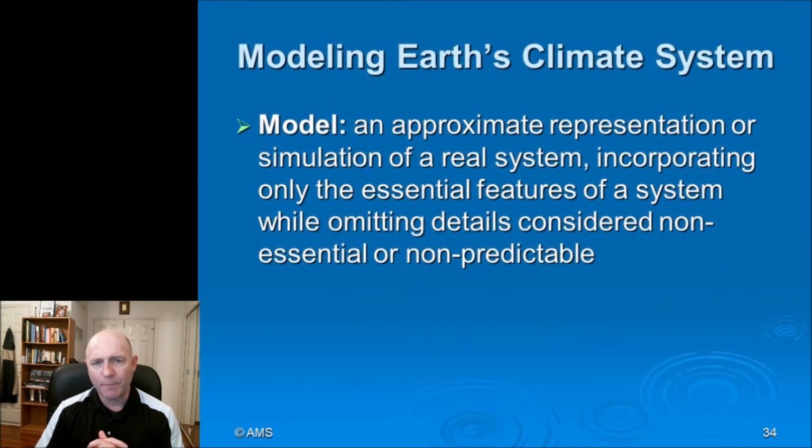A couple things to wrap up. We talk about models a lot. We hear a lot about weather models and climate models in the last 10 years or so. A model is a representation or a simulation of a system. It uses some of the essential features of a system while kind of omitting some of the details that aren't as important or hard to predict. But sometimes things that are hard to predict are essential, and that's when you have to make guesses. Sometimes those are called parameterizations. So a model is an approximate representation. It's not perfect, but it's the best guess.